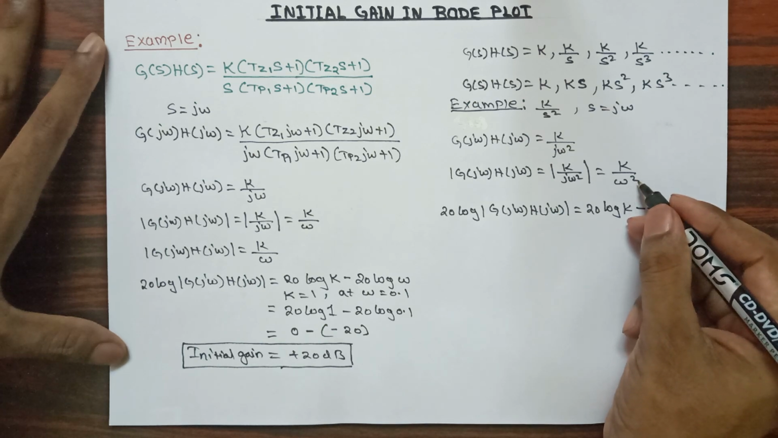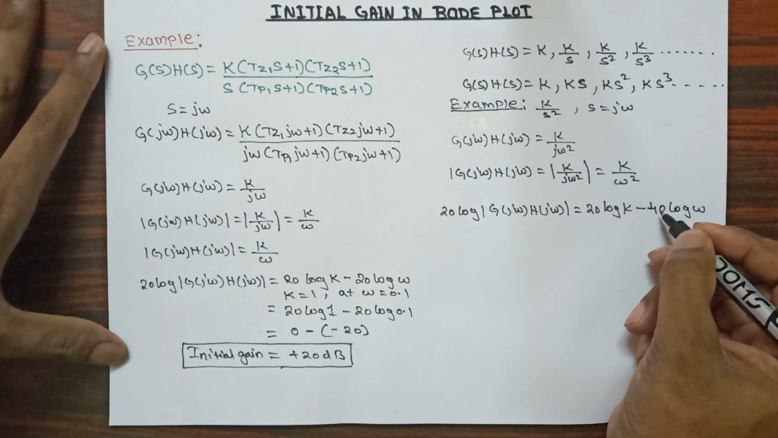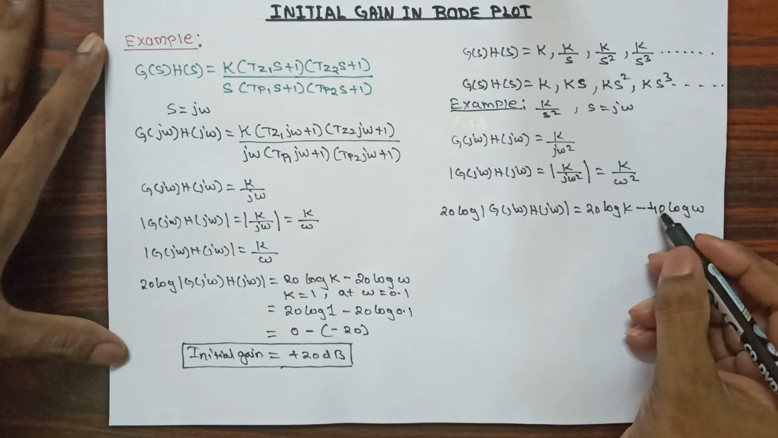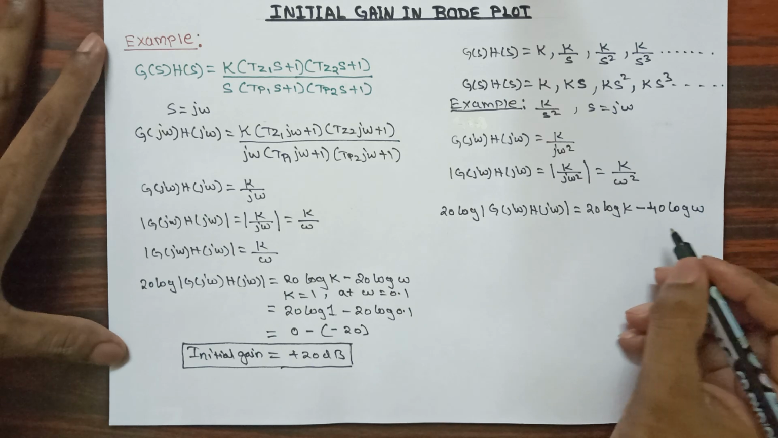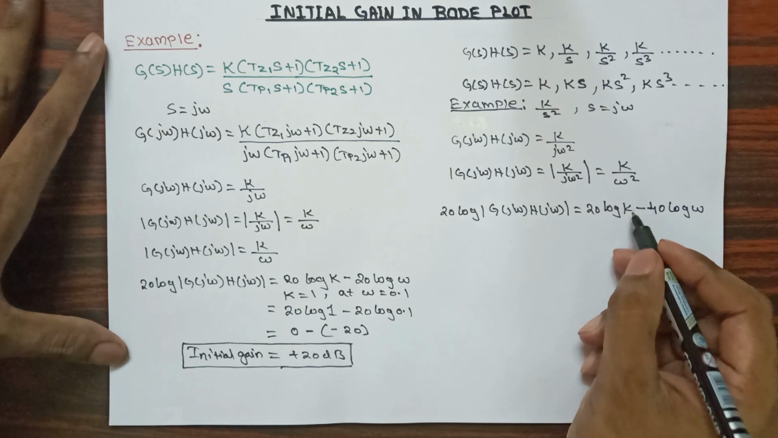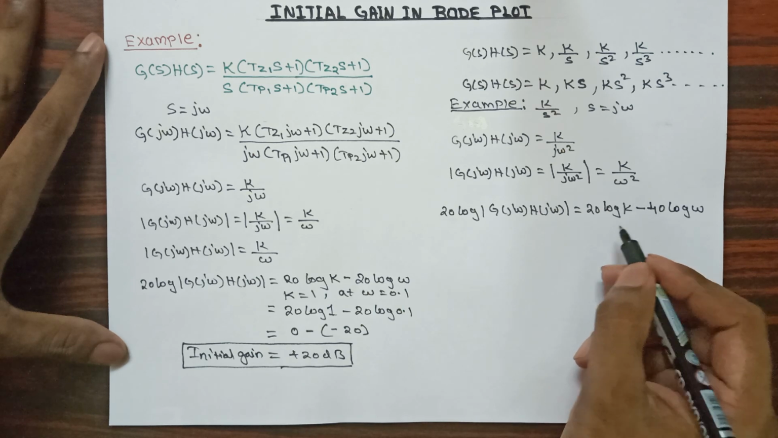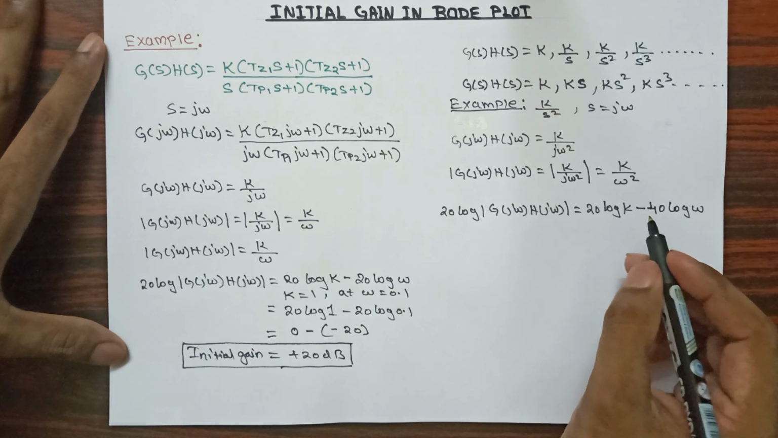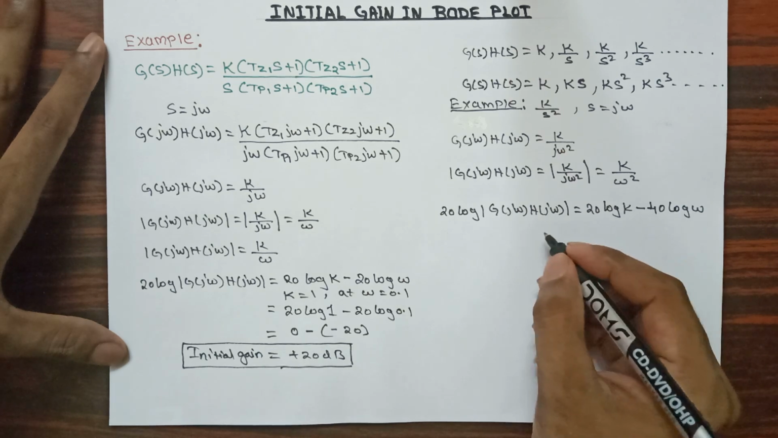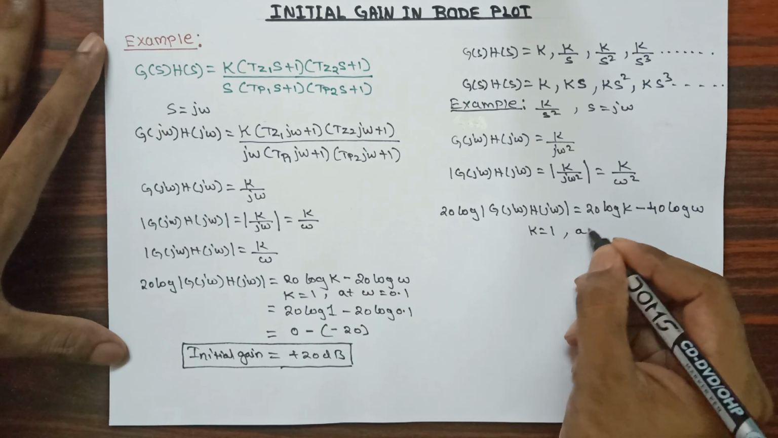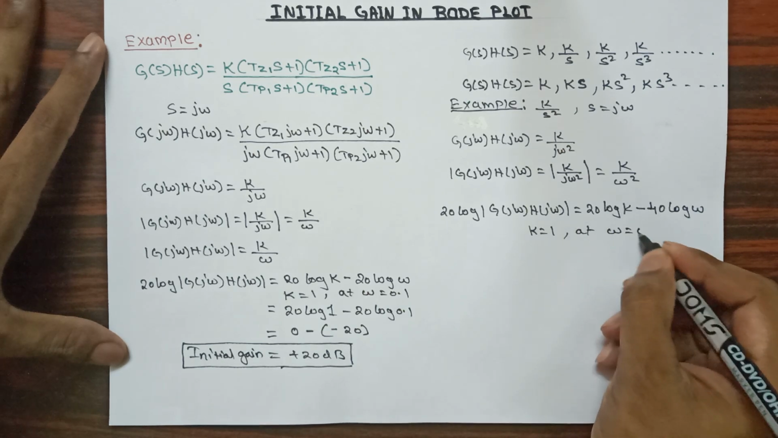So in this case it is ω², therefore I multiply 2 with 20 and get 40. If suppose we have s to the power 3, then we multiply 3 with 20, and I will get 60 log ω. Now, as I said, whatever K value is given will be substituted here. In this example I have taken K and not shown any value. So if the K value is not given, then we need to consider K is equivalent to 1, and the ω value we always consider as ω equal to 0.1.